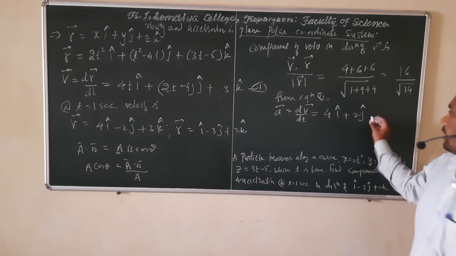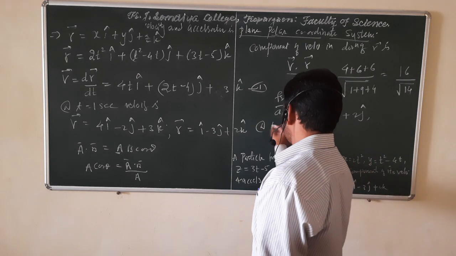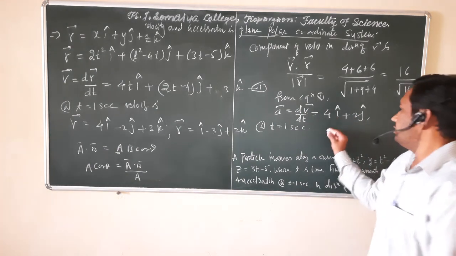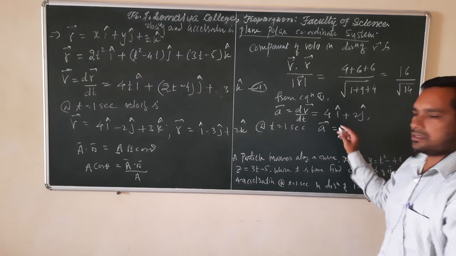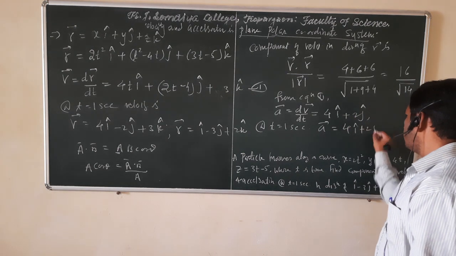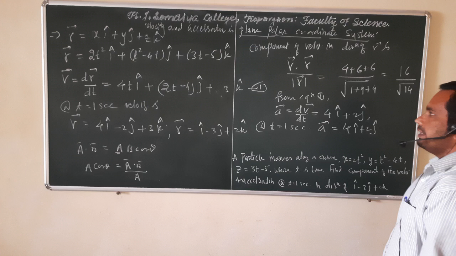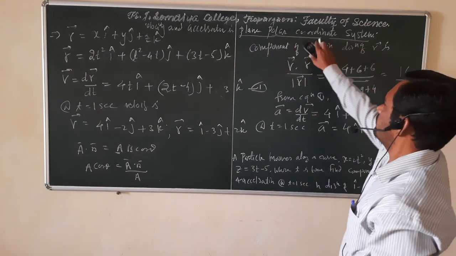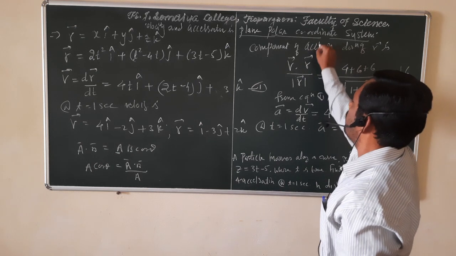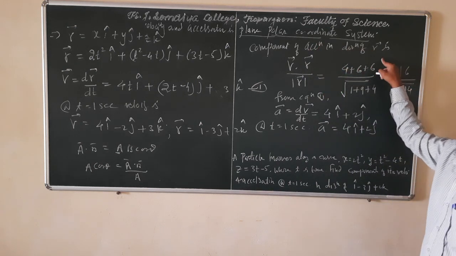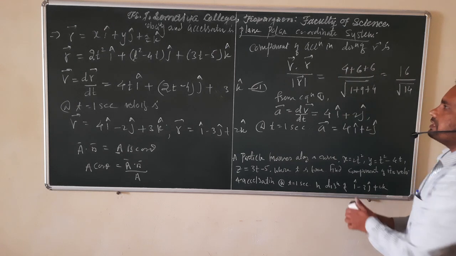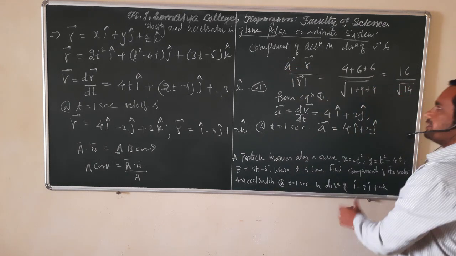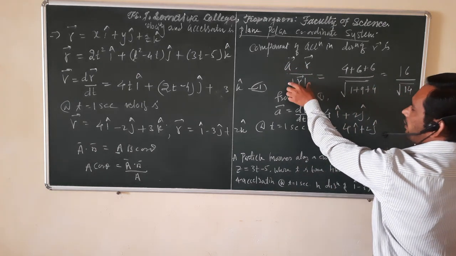Now at t equal to 1 second, here there is no term of time t, which means the acceleration will remain constant, which is 4 i cap plus 2 j cap. Now again we have to find the component of acceleration in the direction of vector r, which, by using a similar definition, instead of velocity we have to take acceleration. So the dot product of acceleration with vector r divided by the magnitude of r.